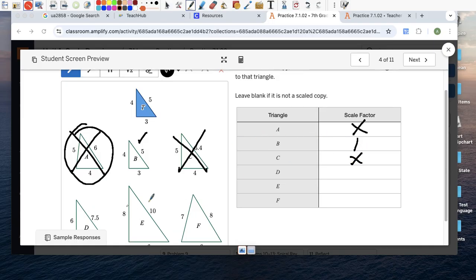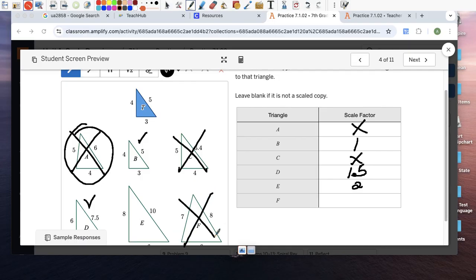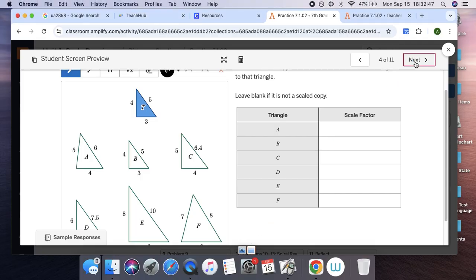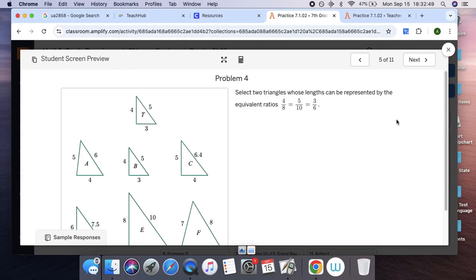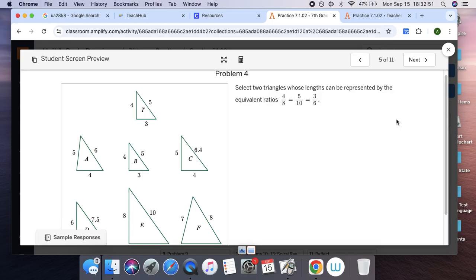D, we just did right now, and the scale factor was 1.5. Okay. E, scale factor was 2. And F, obviously, it was not a scaled copy, so we didn't have to worry about that one.